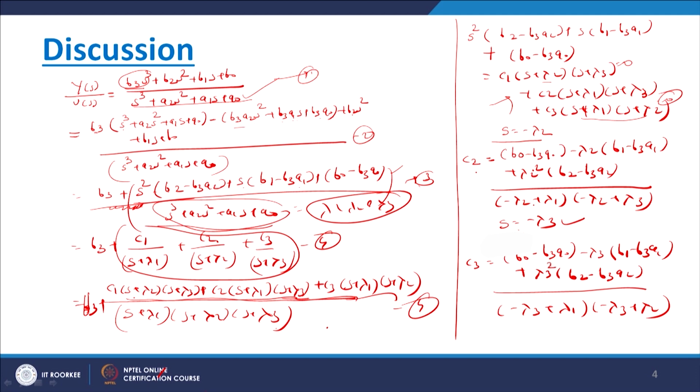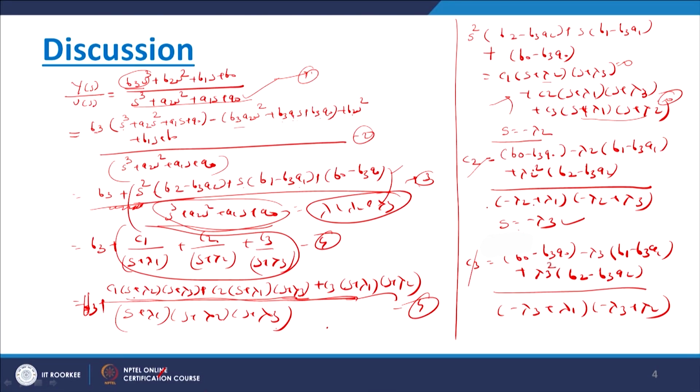Now to get the value of C1, there are two options. Already last time I told you that you can replace S equals 0. So here we have two options. One option is that we can replace S equals minus lambda 1, and you can get the equation in terms of C2 and C3. The other is that we can replace S equals 0. When you replace S equals 0, you get C1 in terms of C2 and C3. So in that equation you replace the values of C2 and C3 and you can get the value of C1. You can try either option, but here we are replacing S equals 0.